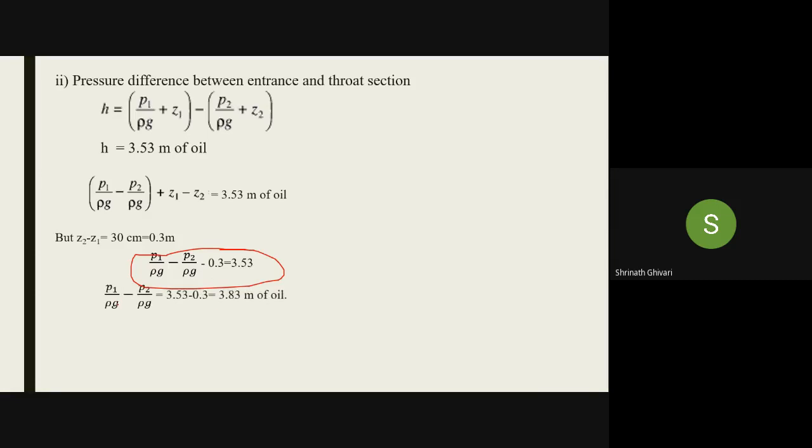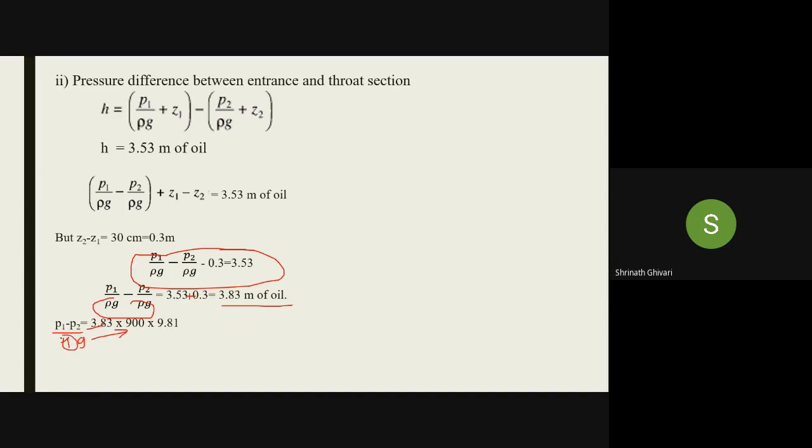So I got P1 by rho g minus P2 by rho g. If I take this here, it will be addition, plus 0.3. That will be 3.83 meter of oil. Then what happens? P1 minus P2 equal to, I've taken this rho g here because both are common, the numerator and denominator are the same. Therefore, P1 minus P2 by rho g. So this rho g I have taken here.